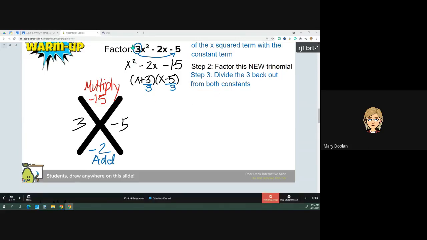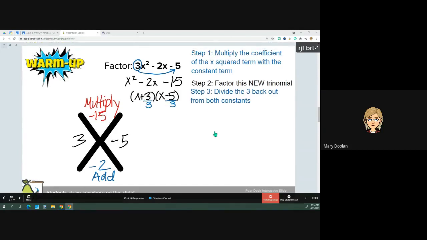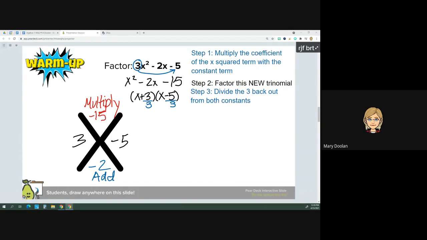So that's your next step here. This is undoing what we did at the start. The whole reason to do this at the start is just so we can use the magic X to factor. Okay, so we want to divide that 3 back out. Step 4 is to simplify both fractions. So when you're dividing this 3 out from these constant terms, that creates 2 fractions. And so now we want to simplify these 2 fractions.